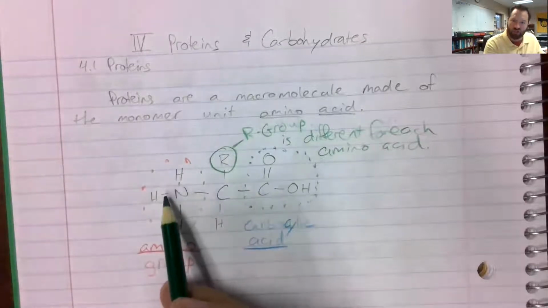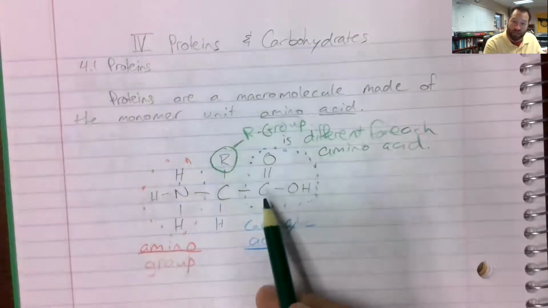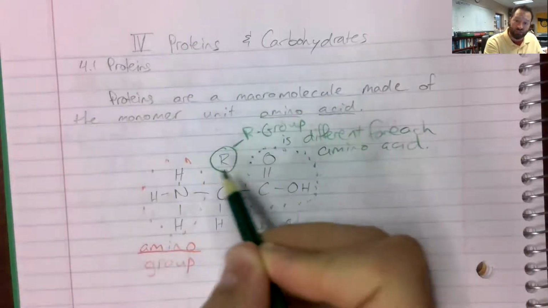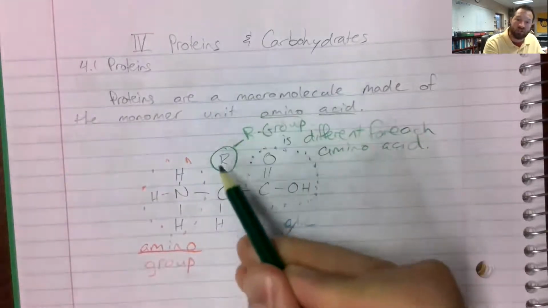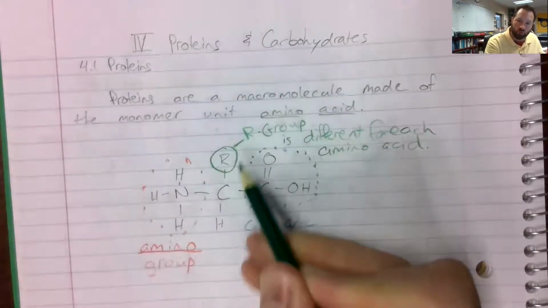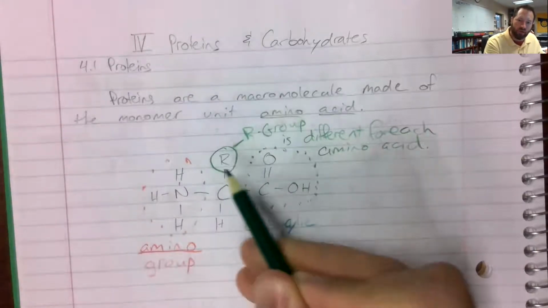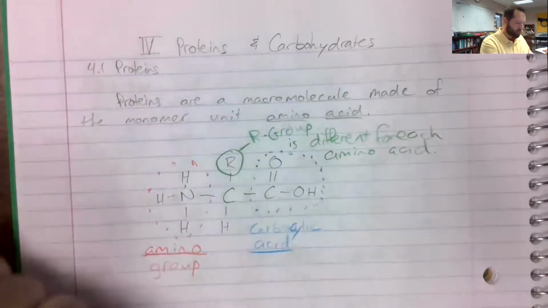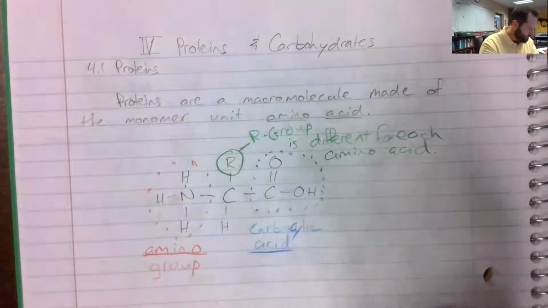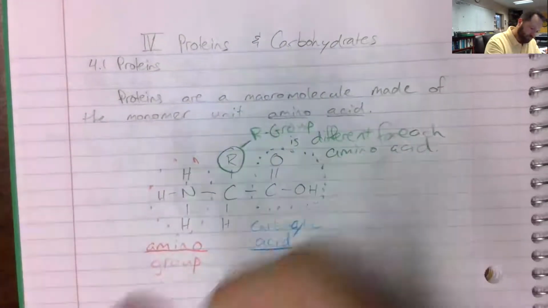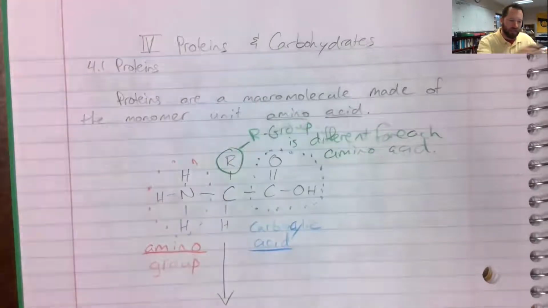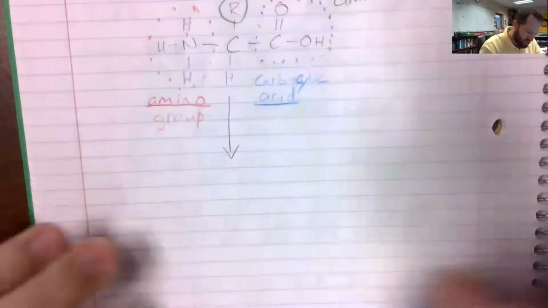It's kind of like the sugar and the phosphate backbone of a nucleic acid. And then the only thing that changes is the nitrogenous base in the middle. Well, the only thing that changes in an amino acid is the R group right here. So that's different. That's why we have 20 different amino acids. All right, so we're going to combine this with another amino acid, create a chain.